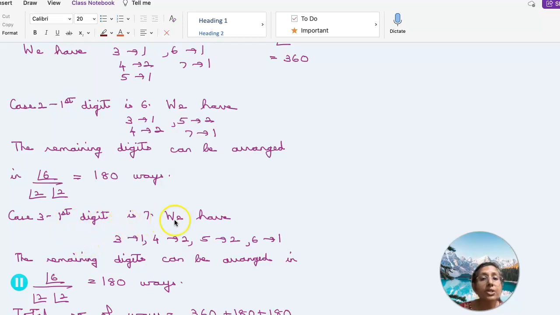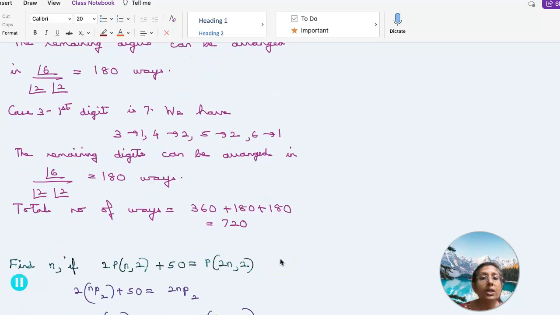If the first digit is 7, then we have 3 once, 4 occurs 2 times, 5 occurs 2 times and 6 occurs once. So the remaining digits can be arranged in 6 factorial by 2 factorial into 2 factorial, that is 180 ways. So total number of ways will be, taking all the cases together, 360 plus 180 plus 180, which is 720.